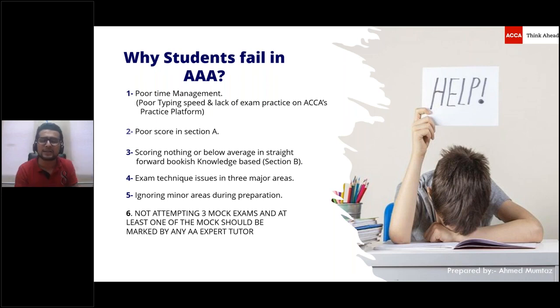Okay, fine, consult the solution, but do whatever you want to and type whatever you want to, but strictly on the ACCA's practice platform. If you are going to do it for the next 10 to 12 days, your problem number 1 will be resolved.